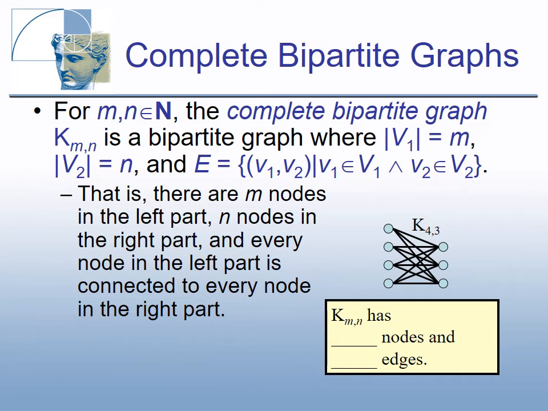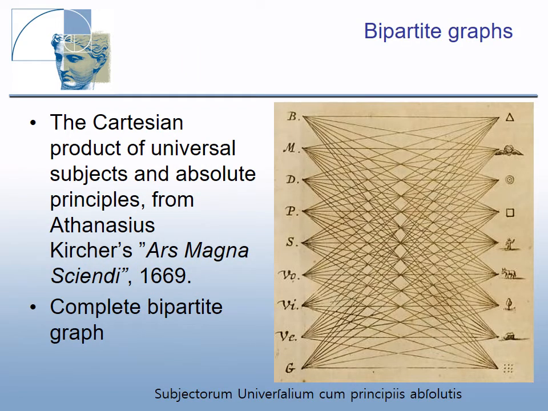K sub m, n has m plus n nodes and yes, m times n edges. You can accidentally face bipartite graphs if you decide to study ancient works of Jesuits. Here is the Cartesian product of universal subjects and absolute principles.